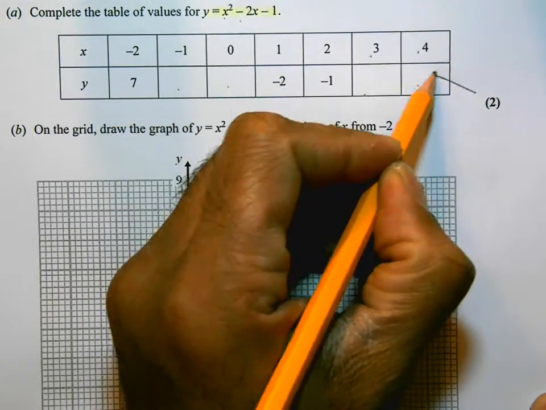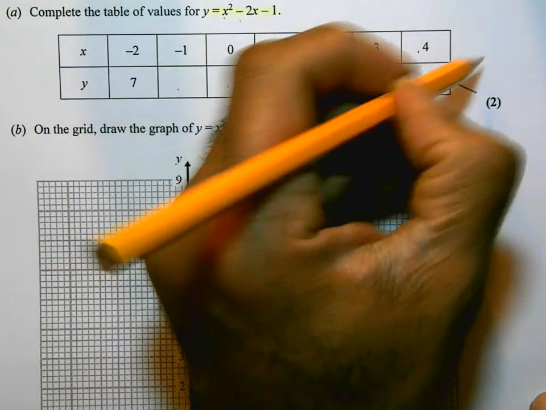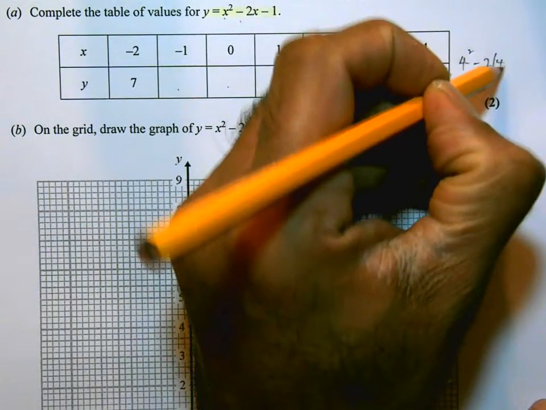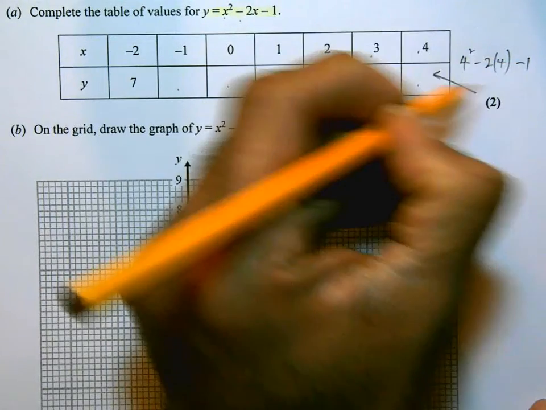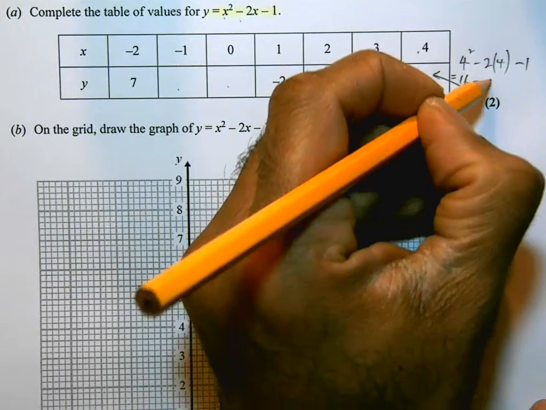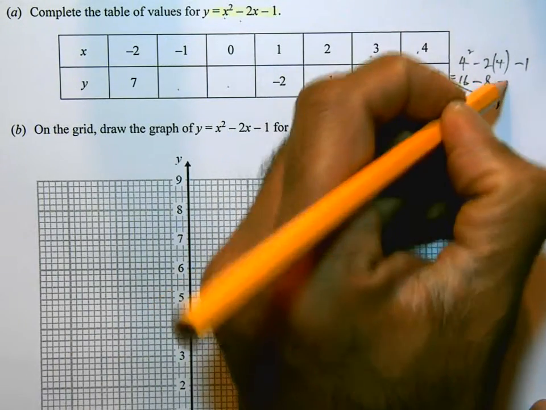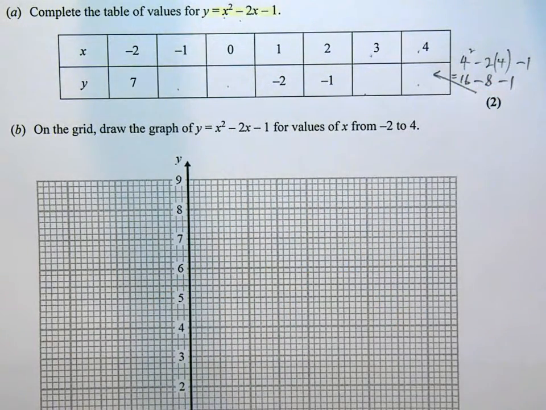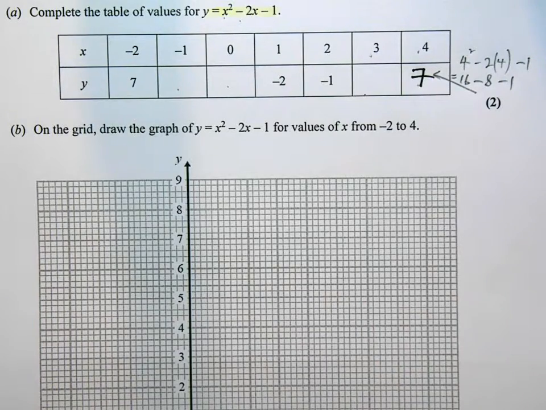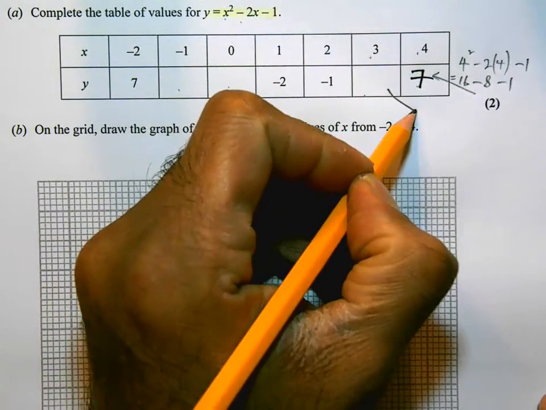So if I start off, always start off from the positive end, right? So I'm going to do 4 squared, take away 2 times 4, and then take away 1. 4 squared is 16. 16, 2 times 4 is 8. And then take away 1. And if you do that math, 16 take away 8 is 8. 8 take away 1 is 7. So that value there should be 7. Okay? Make sure you take your time, you understand it, and you show the workings as we go through.